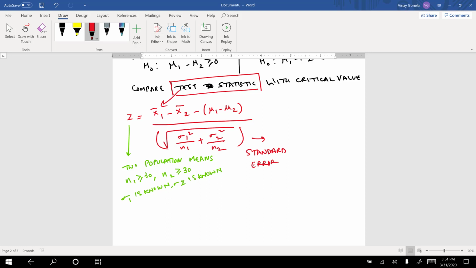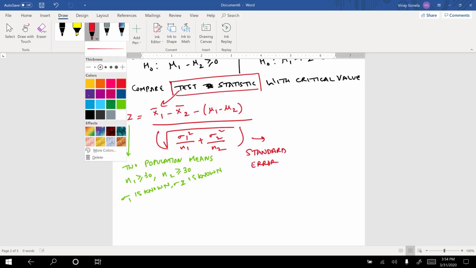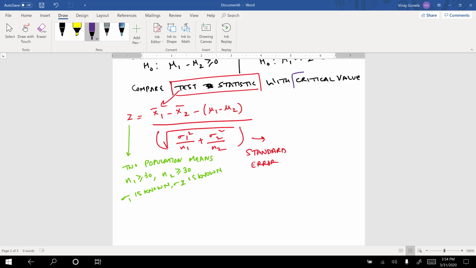Now if we wanted to compare this with the critical value, for two tail the critical value, if it is a Z-stat, is Z alpha over 2. For one tail it is Z alpha, and then finally we will be making conclusions. So these are the steps you will follow for Z-stat.